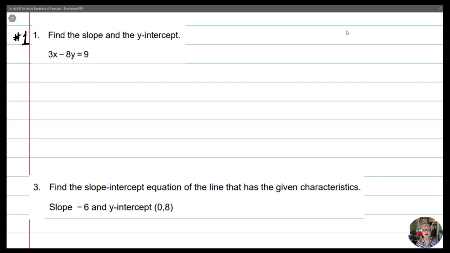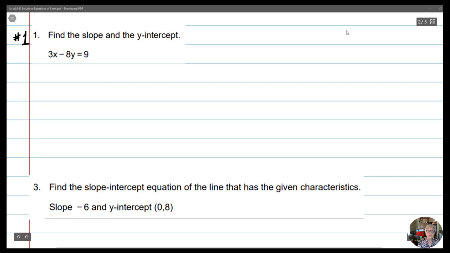We are going to be finding the equations of lines today. Some of this will be difficult, some of it will be harder. Most of it you did in beginning algebra, but maybe not all of it. So, let's get to it. This is the equation of a line, a straight line.